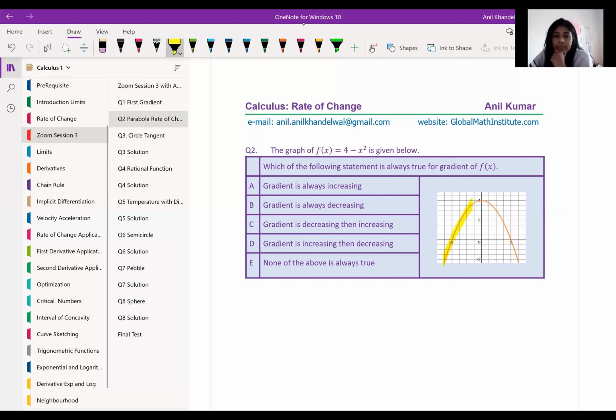That is the graph for you, correct? Yeah. You need to answer this particular question. So can you read the question and answer for me?